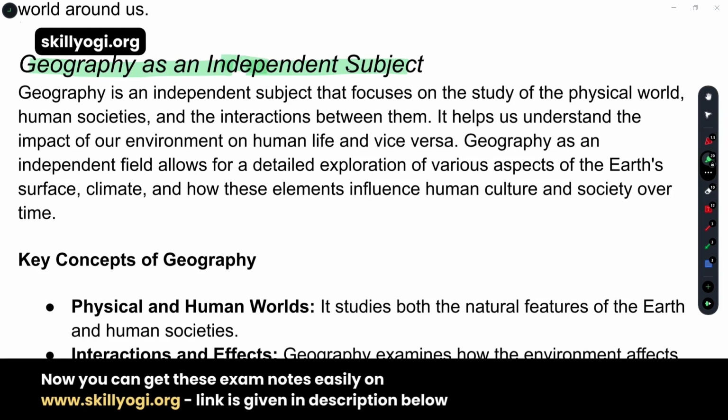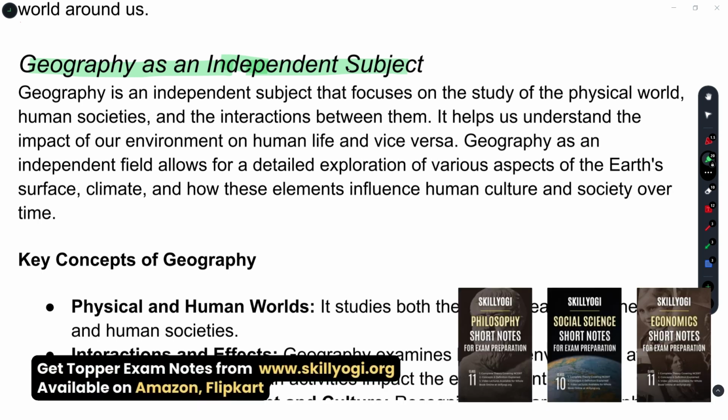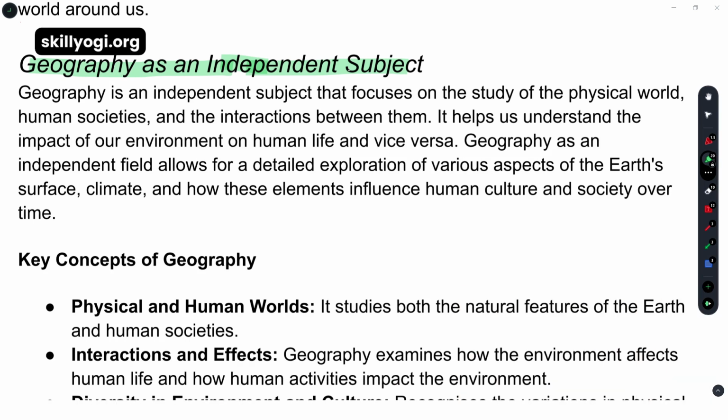It's not related to each... It's related to each other. It's related to human geography. It's related to biogeography, but it's an independent study of the subjects, and it basically gives us the concept about the surrounding surface of the earth.